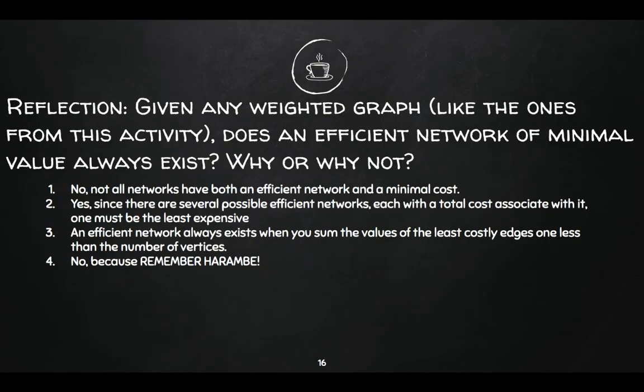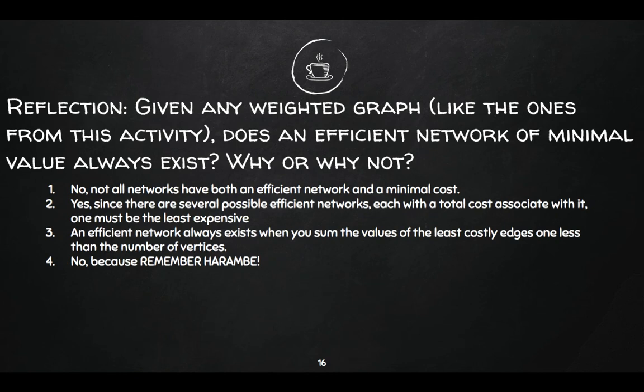All right, let's reflect on this. Given any weighted graph like the ones from this activity, does an efficient network of minimal value always exist? Why or why not? Let's see. Answer 1. No, not all networks have both an efficient network and a minimal cost. 2. Yes, since there are several possible efficient networks, each with the total cost associated with it, one must be the least expensive. And that, I believe, is the correct answer.